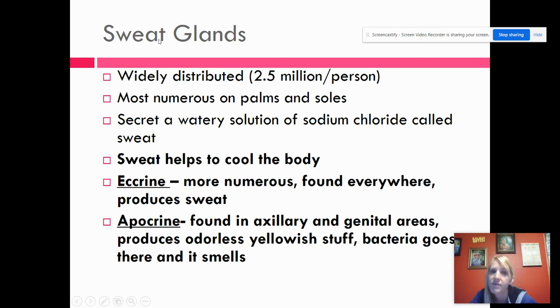I would have hated to have been the person to count how many sweat glands were on someone's body. I'm sure they just extrapolated data, but that's a lot. 2.5 million.